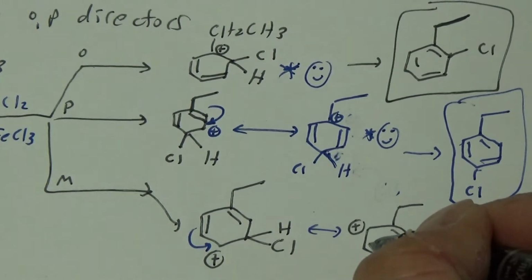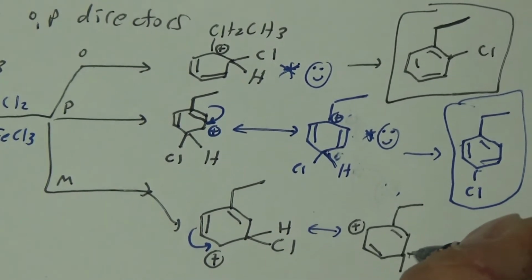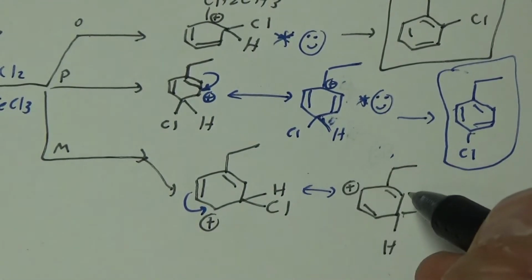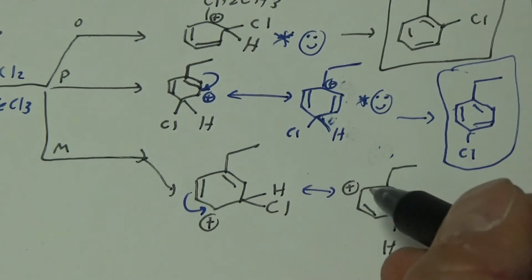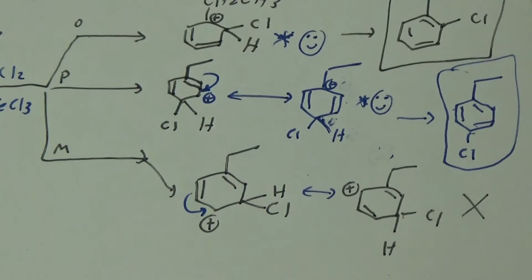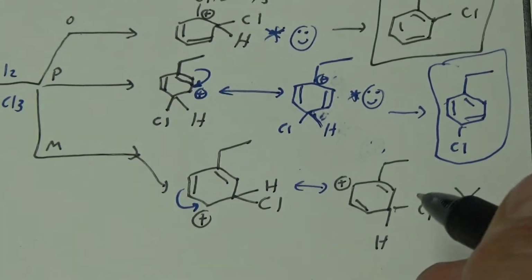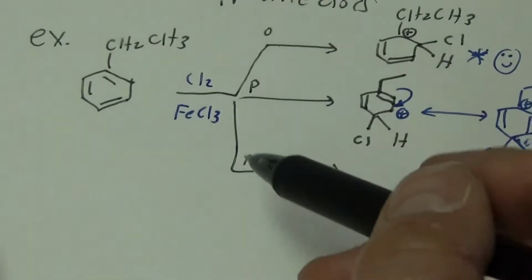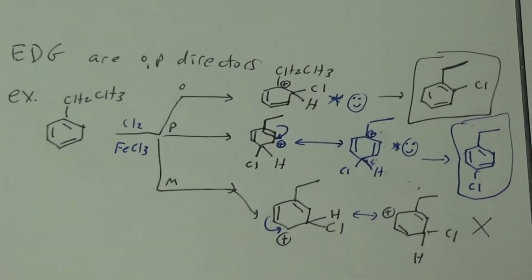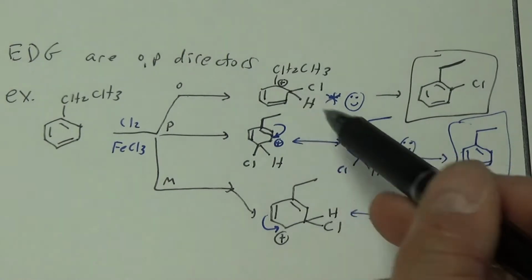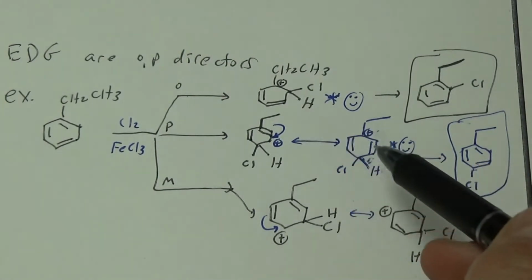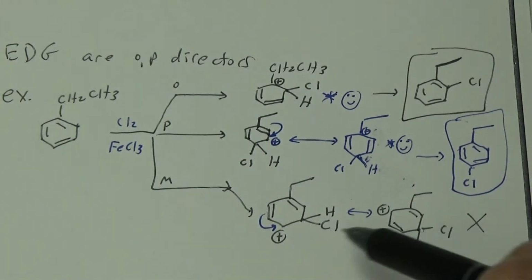There's always going to be one away. So it's not good. This is not a favored thing. If we resonate again, then the positive charge over here is in this kind of unhappy state. You draw a smiley face. So that is why the ethyl group is an ortho director and a para director. And it's due to the carbocation stability in the intermediate, in the ortho case and the para case. Meta does not achieve that.